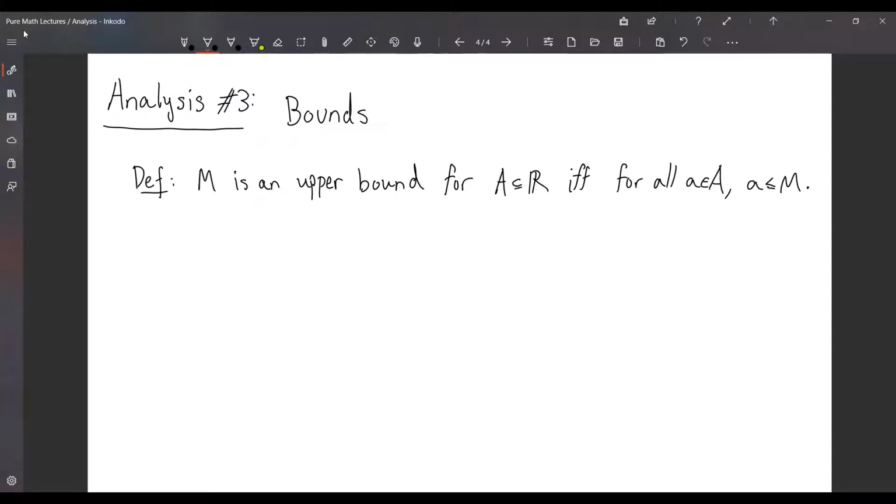And so similar definition for lower bound as well, right? And for bound, I'm going to be abbreviating it as BD.